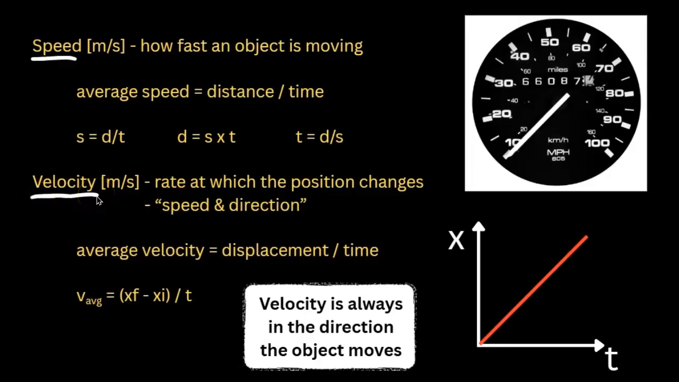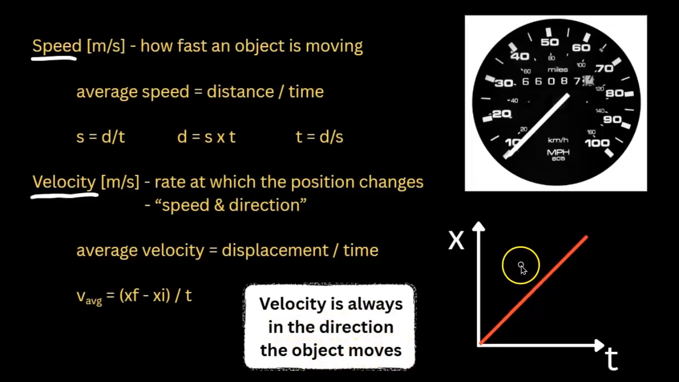Velocity is a vector and is the rate at which the position changes. It also has the same units, meters per second, or any other length unit divided by time unit. We can think of it as speed and direction. The equation for average velocity is displacement divided by time. We can use the abbreviation: average velocity is equal to final position minus initial position divided by the time. So remember that speed is a scalar, while velocity is a vector, which means that it also has a direction. The direction of the velocity is always in the direction that the object is moving.